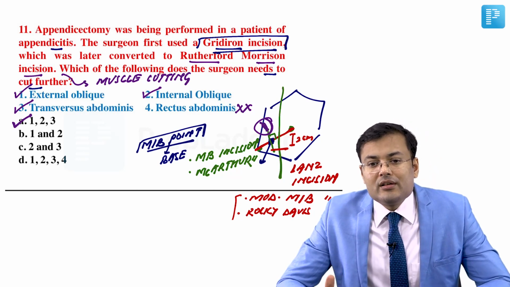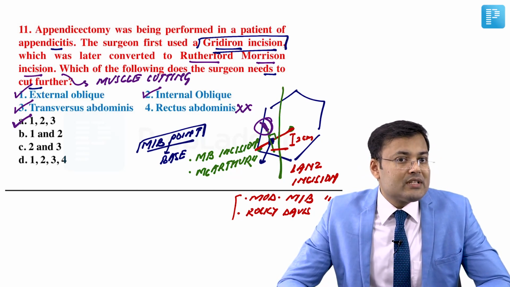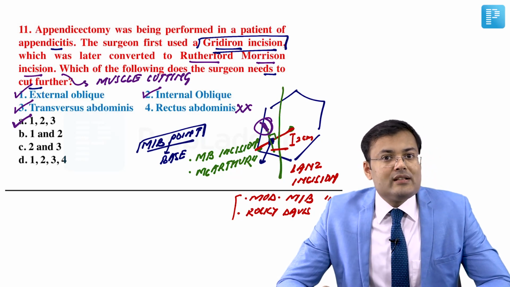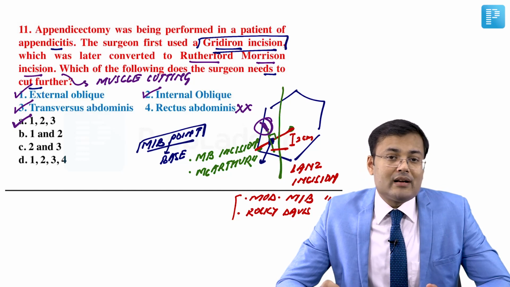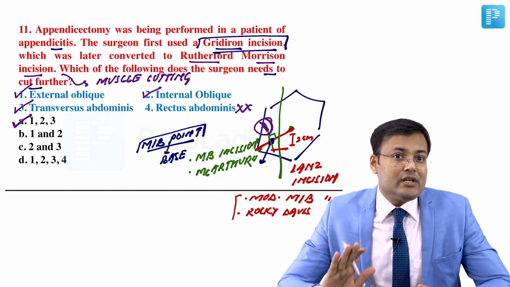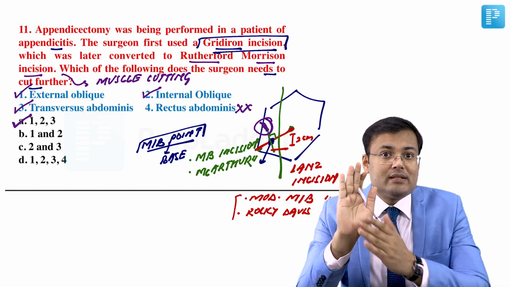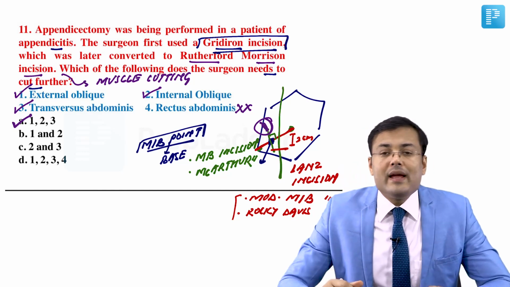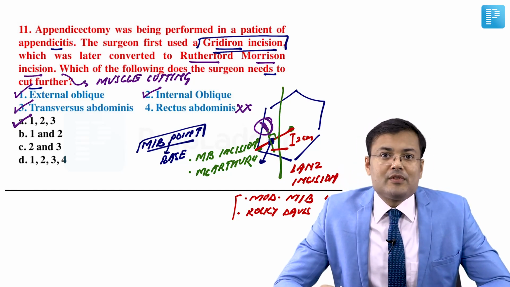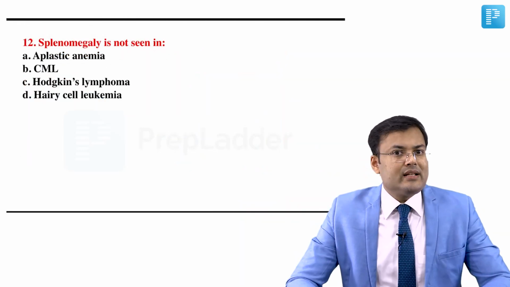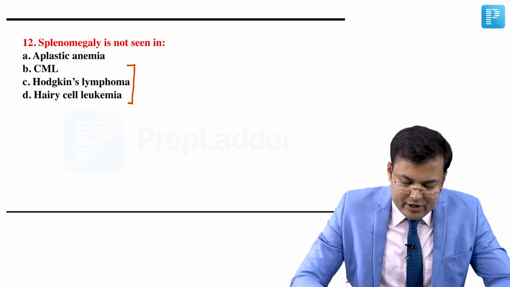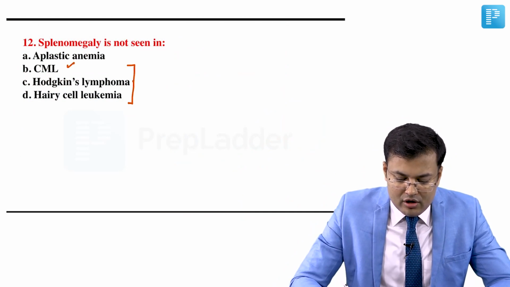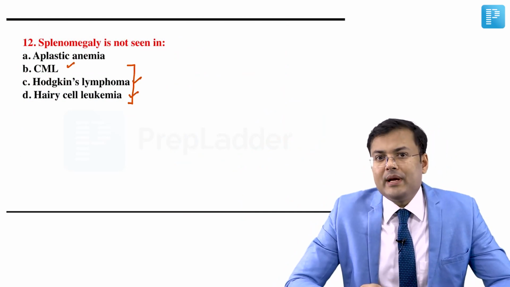This is the Rutherford-Morrison incision, which is a muscle cutting incision. It is going to cut external oblique, internal oblique and transversus abdominis, especially for patients in whom the appendix is not visualized by McBurney's incision. So the correct answer for this question is A. It's an easy question and a repeat question. You know, there is massive splenomegaly seen in CML, Hodgkin's lymphoma and hairy cell leukemia.